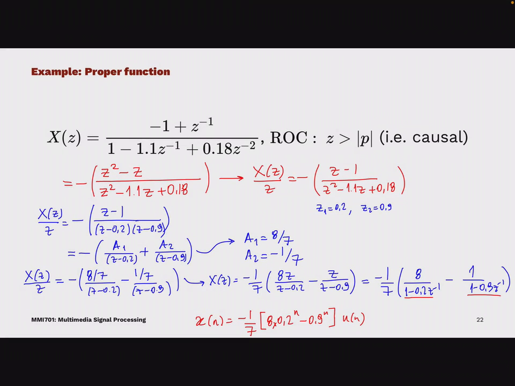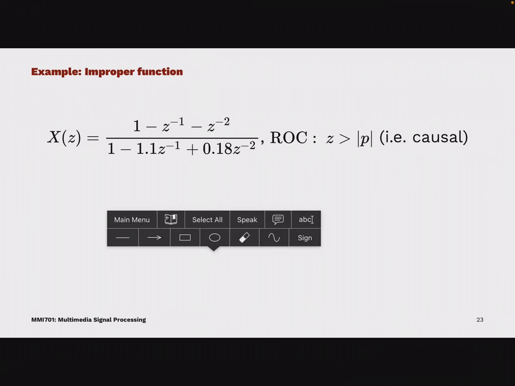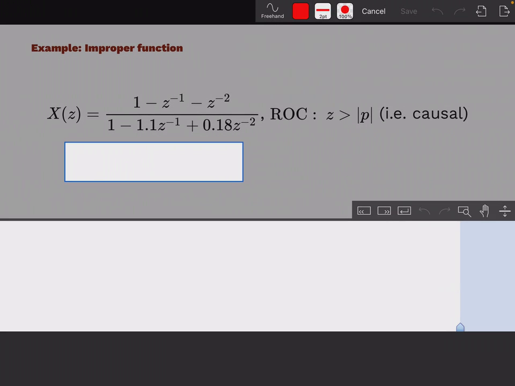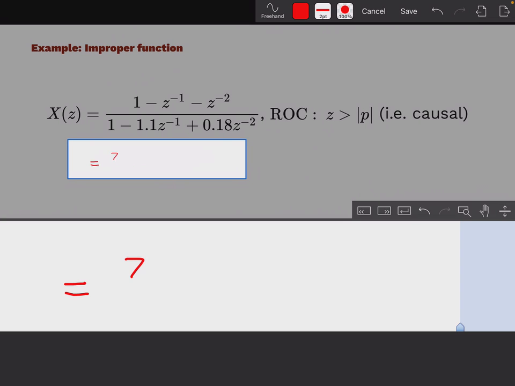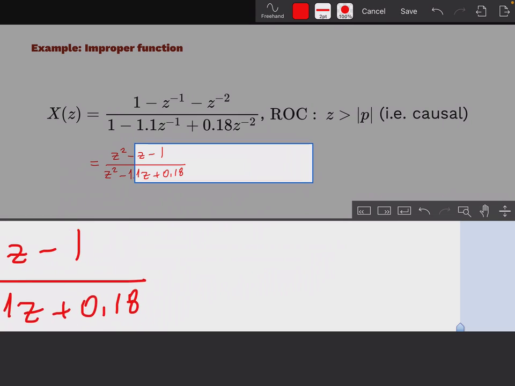function, proper rational function. What happens if you have an improper function? So if you have an improper function like this, multiplying the numerator and the denominator by z squared is going to mean that we have indeed two polynomials for this specific case which have the same order. That means z squared minus z minus 1 over z squared minus 1.1 z plus 0.18, which is fantastic.